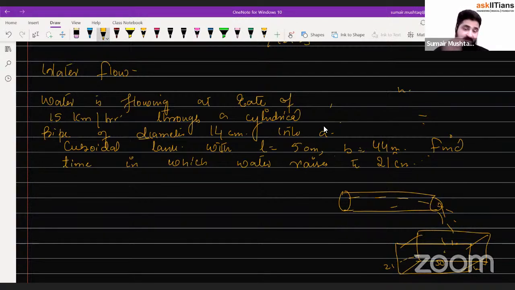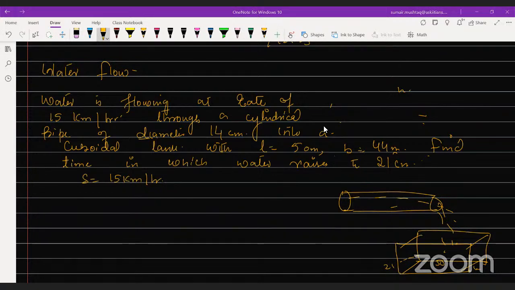You know what is the concept that you are going to use in this. Since the speed is equal to 15 kilometer per hour and all other quantities are given in meters, that means you need to change this speed into meter per hour. Got it? Got it or not?